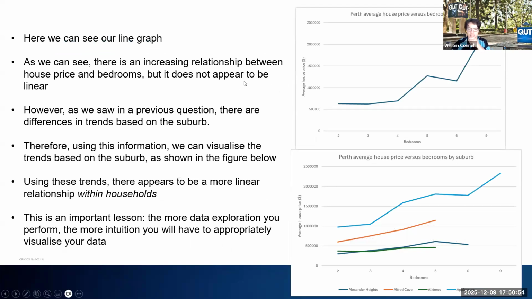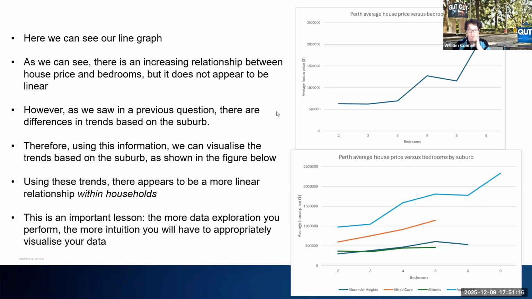So we can see that there's an increasing relationship. I'll hide this real quick. There's an increasing relationship here between the average house price and the number of bedrooms. But it doesn't seem to be the case that this is a linear relationship.